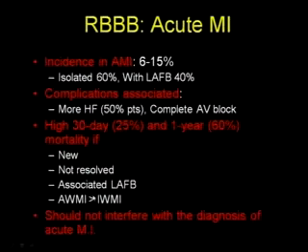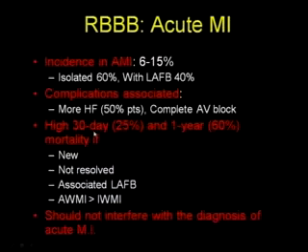What about right bundle branch block in acute MI? The incidence is about 10%. 60% of them are isolated right bundle, but in 40% there's associated left anterior fascicular block. We know that patients with RBBB and acute MI fare worse. They have higher incidence of AV block, they have higher incidence of heart failure.